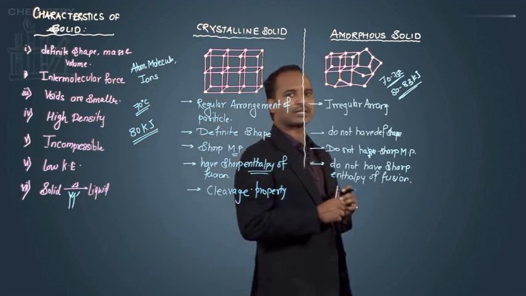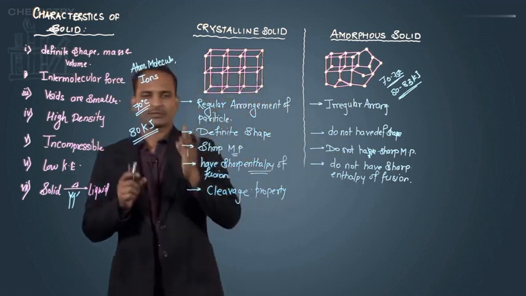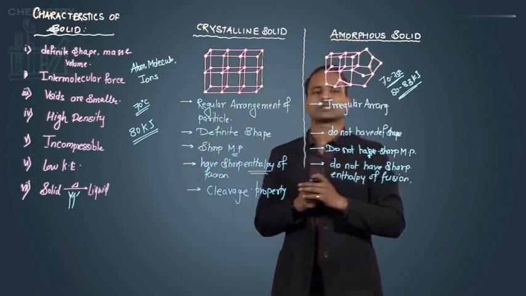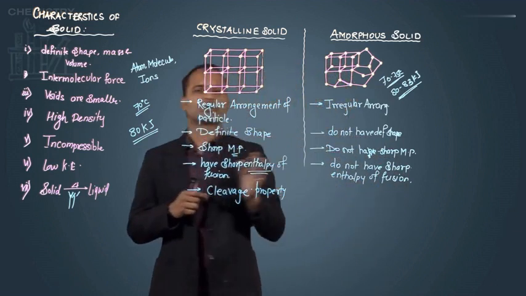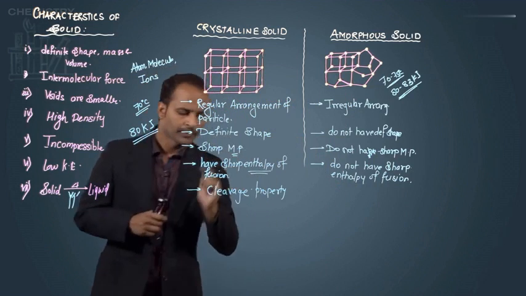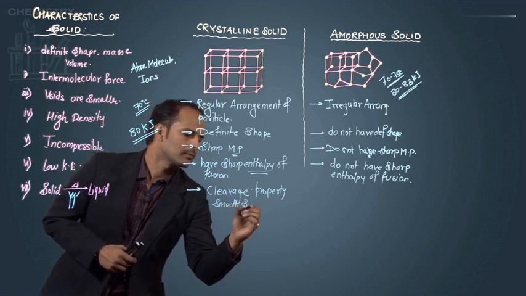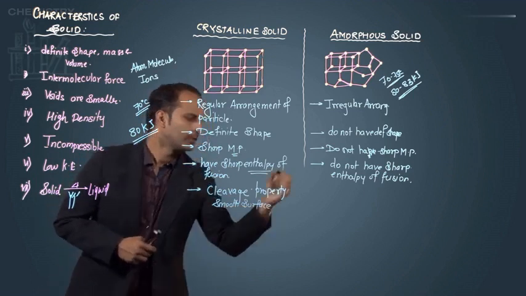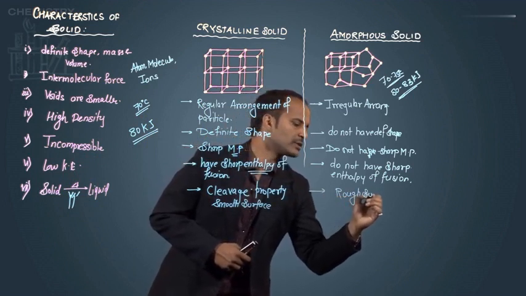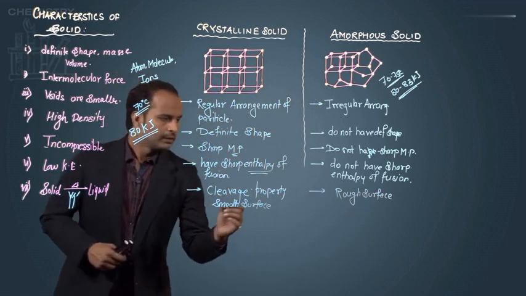But at the same time, when a block of glass is cut, the new surface we get does not have a smooth surface. Instead, it has a rough surface, because glass is considered an amorphous solid. So the cleavage property: this produces a smooth surface on cutting, while this produces a rough surface when it is cut.